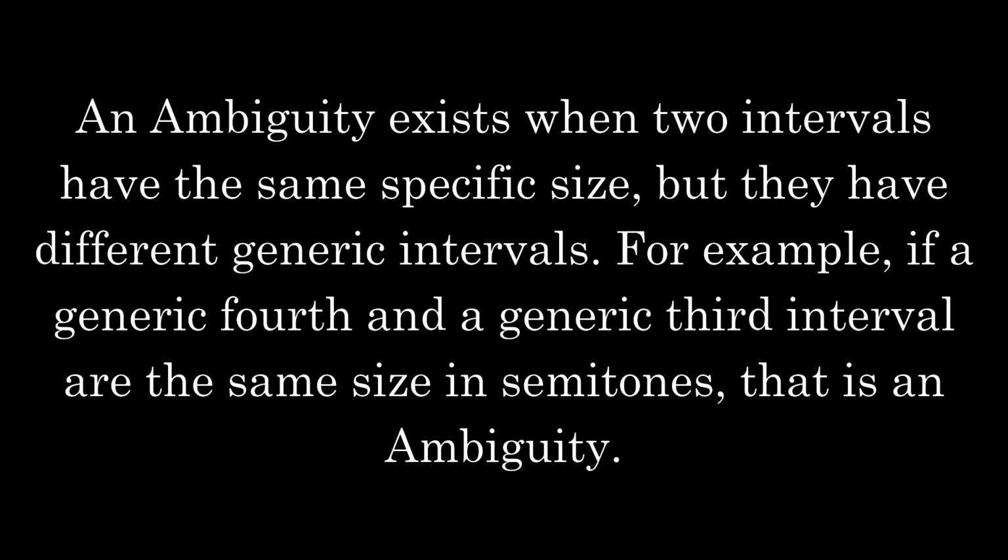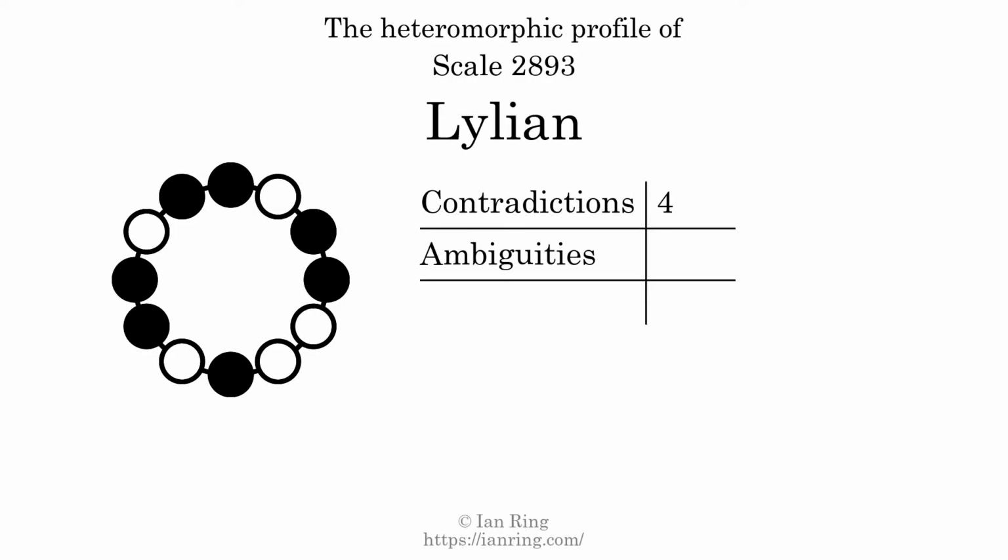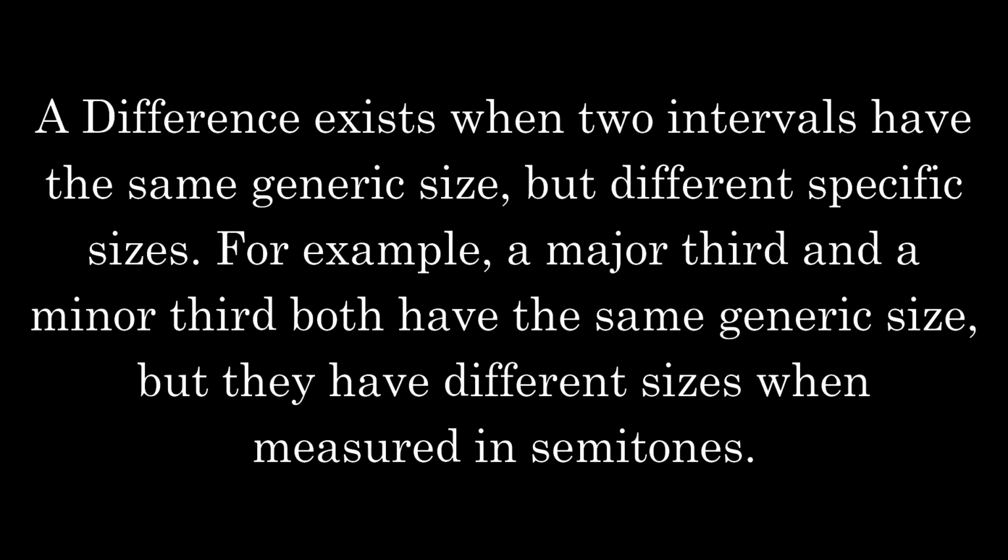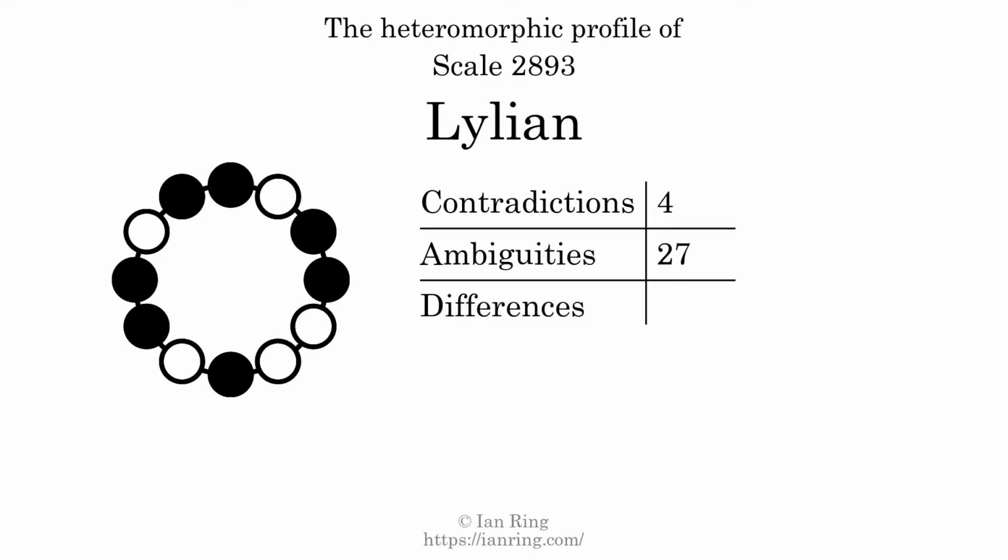An ambiguity exists when 2 intervals have the same specific size, but they have different generic intervals. For example, if a generic fourth and a generic third interval are the same size in semitones, that is an ambiguity. The number of ambiguities in this scale is 27. A difference exists when 2 intervals have the same generic size, but different specific sizes. For example, a major third and a minor third both have the same generic size, but they have different sizes when measured in semitones. The number of differences in this scale is 84.